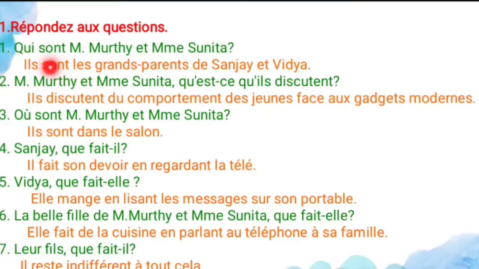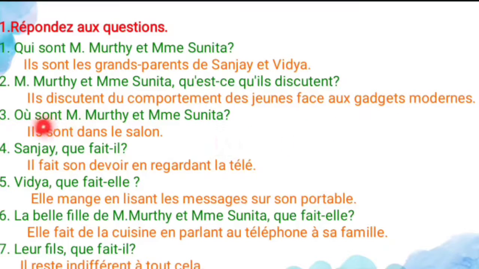So first one is qui sont Monsieur Murthy et Madame Sunita. Ils sont les grands-parents de Sanjay et Vijay. So they are grandparents of Sanjay and Vidya. And second one is Monsieur Murthy et Madame Sunita, qu'est-ce qu'ils discutent? So Mr. Murthy and Mrs. Sunita, what are they discussing? Ils discutent complètement des gens face au gadget modern. So they are discussing the behavior of youth towards the modern gadgets.